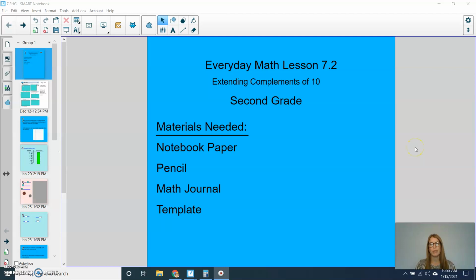Hi boys and girls, welcome to Everyday Math Lesson 7.2, Extending Complements of 10. The materials that you'll need today: notebook paper, pencil, math journal, and template.